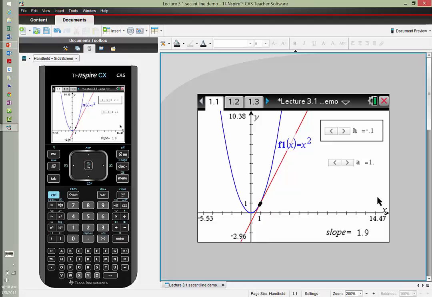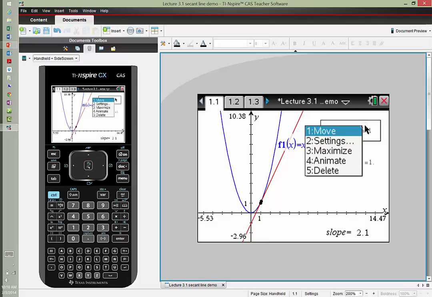Now, what do you think a good estimate of the tangent line slope would be, considering that I'm at 1.9 when I'm 1/10 below, and I'm at 2.1 when I'm 1/10 above? Well, I'm not going to force you to say that you think that it's 2. I'm going to say, well, what if it got even closer?